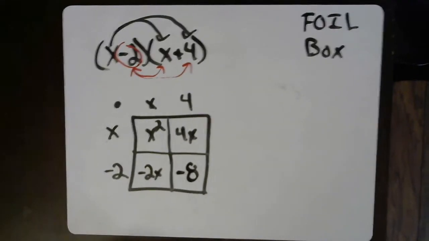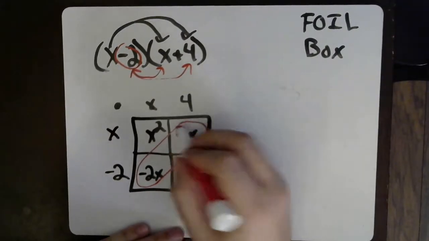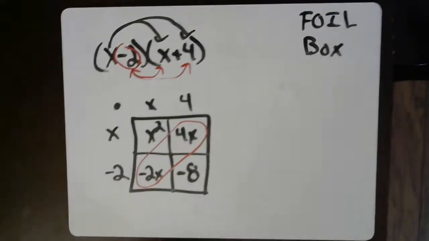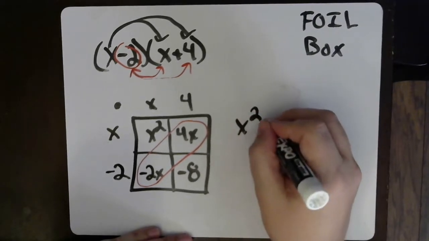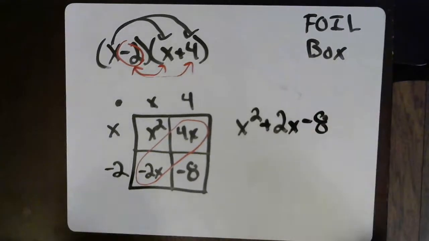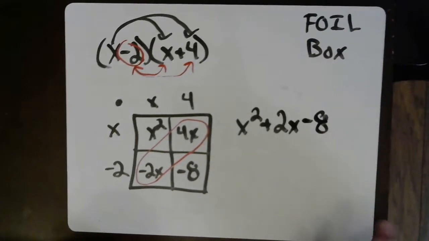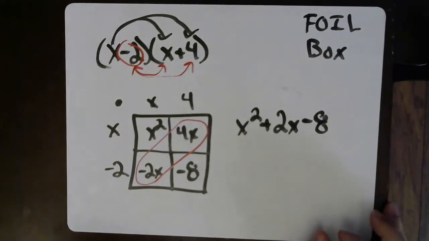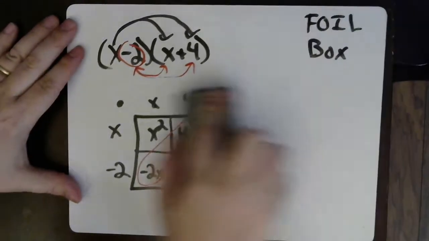In this case, everything lines up kind of nice for us. These combine, and then we write it out as x squared plus 2x minus 8. It doesn't matter which way you do it. Okay, guys, it does not matter. Some people really enjoy the box. Other people like the FOIL. As you do more and more of these, you'll come up with your own trick. Okay, let's do another one.